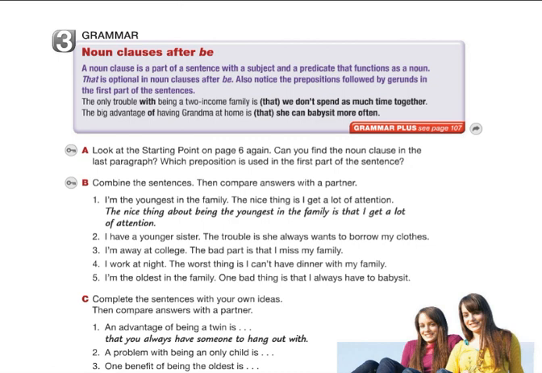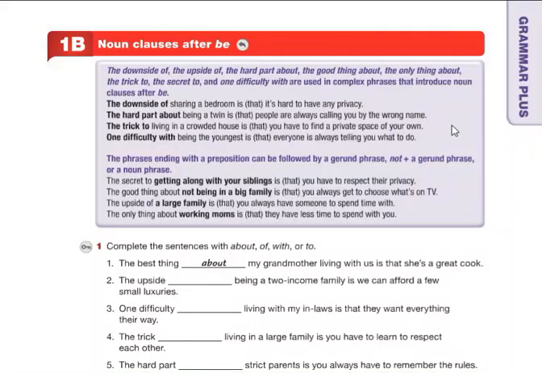So in this video, we're gonna see the grammar plus of section B. As you remember from the video that I uploaded, it's now the noun clauses after be. So we have these complex phrases, as you can see: the downside of, the upside of, the hard part about, the good thing about. So it's important to use the correct collocation of the preposition. And then you find a couple of examples.